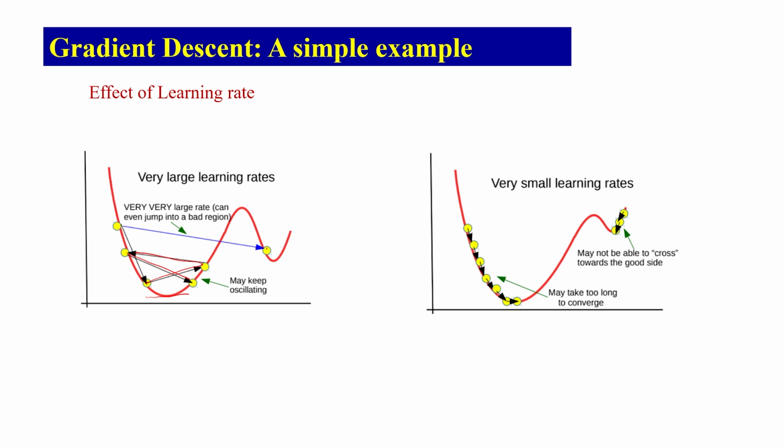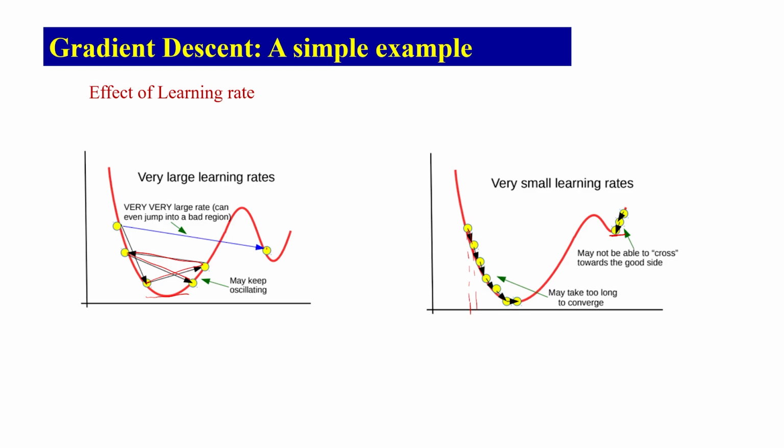So, if it is a very small learning rate, what will happen? It will take too long a time to converge. You can see you have a very small step, like a baby step. It will take too long to reach. Sometimes it may not be able to cross the local one, it may get stuck here. So, that is why we need the optimum level of learning rate to be used.